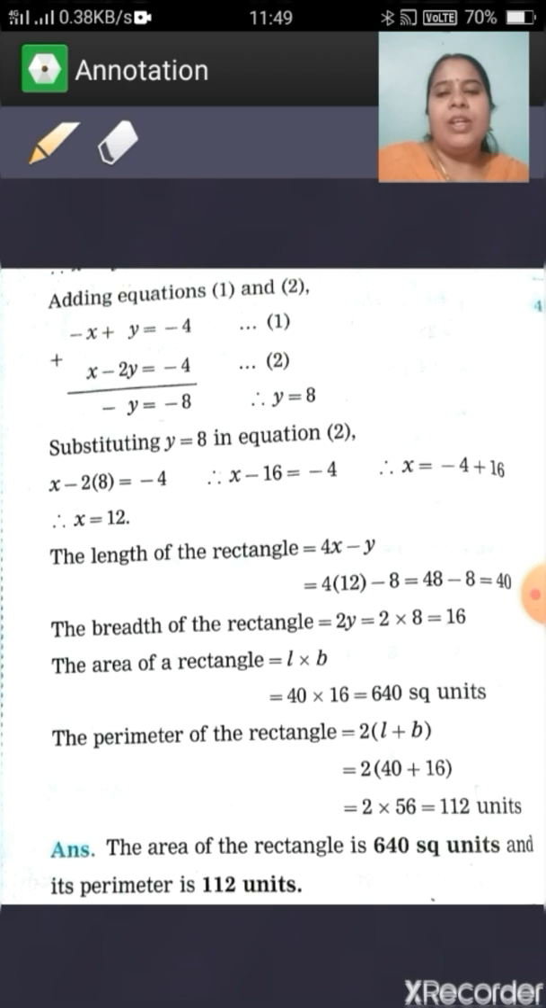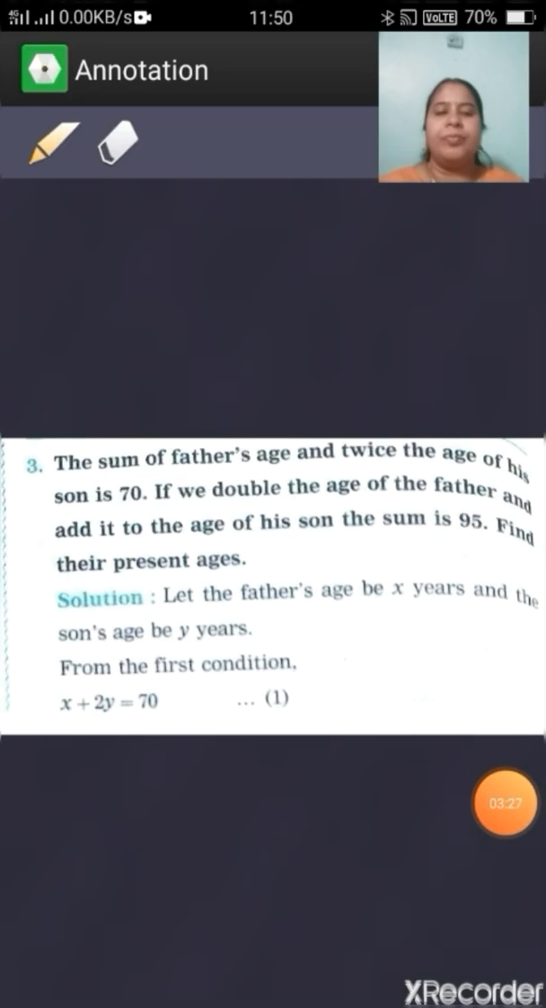With this, now we come to the next sum, that is the third sum of the exercise. The third sum is based on age. Now age related sums are to be done exactly by the same method. Let us read the question and try to understand it. The sum of father's age and twice the age of his son is 70 years. If we double the age of father and add it to the age of his son, the sum is 95.